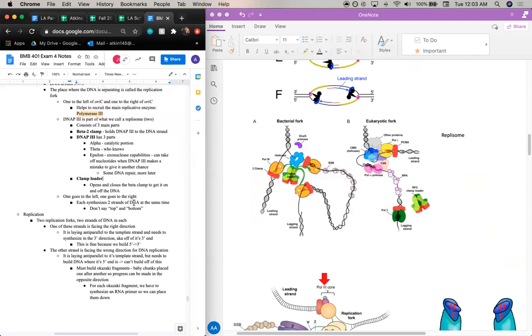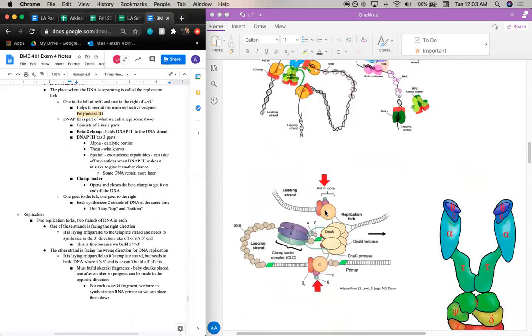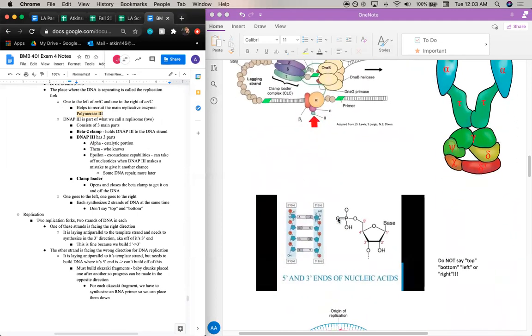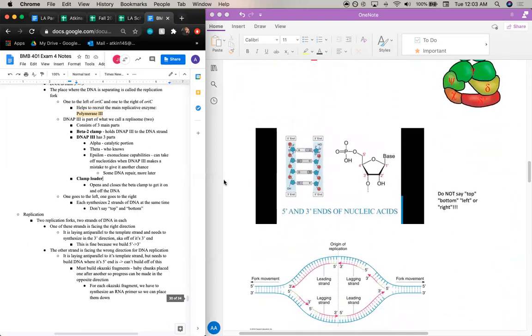Okay, so we know that one of these replisomes is going to go to the left and one's going to go to the right. Each synthesizes 2 strands of DNA at the same time. Again, I have another reminder here, do not use top or bottom or left or right. You really want to use 5' and 3' ends of nucleic acids. And that's kind of why we use that, is because this 3' site right here, that's what we can build off because it has that oxygen, which is capable of reacting with other things. We can't build off the 5' end because we have this phosphate backbone, so it's hard to get something to react with that.